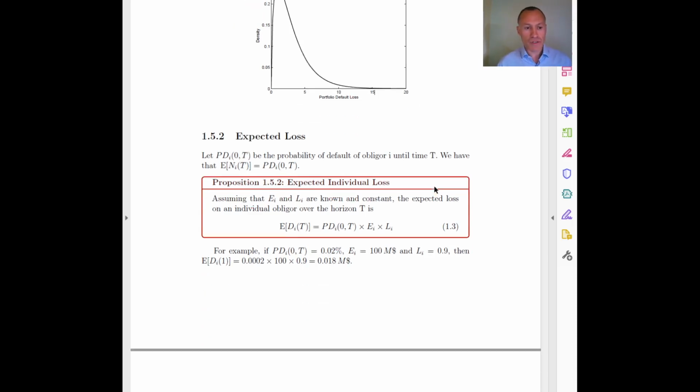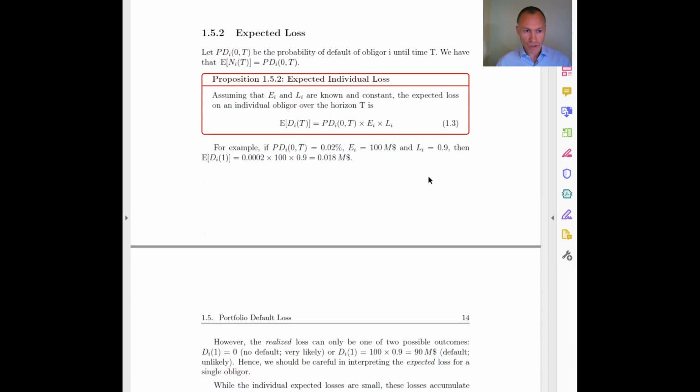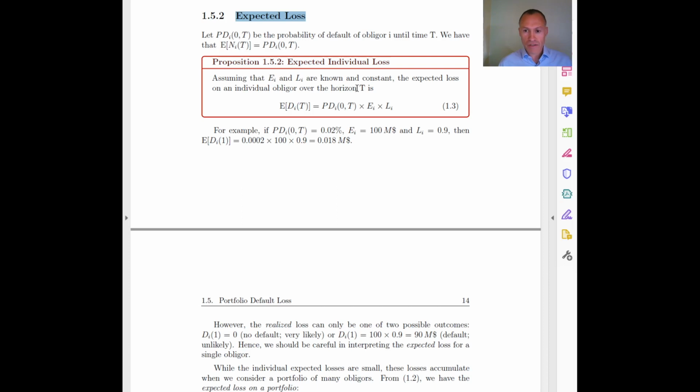So there are two important concepts in this distribution. One is the expected value or the expected loss. First, let's compute the expected loss at the individual level. So let's compute the expectation of that function for the default loss of a single obligor that we started talking about in this section of the handouts.